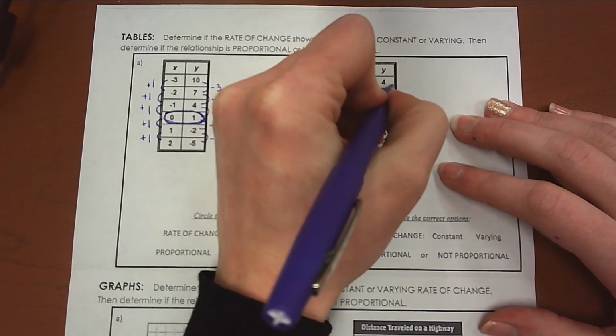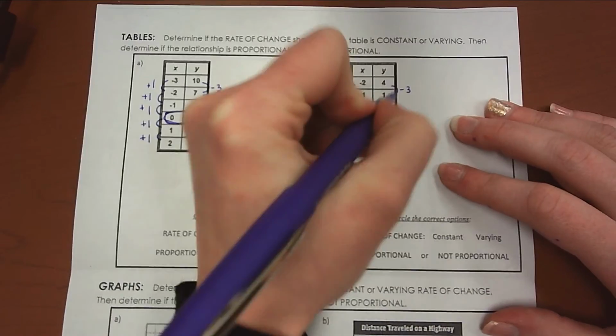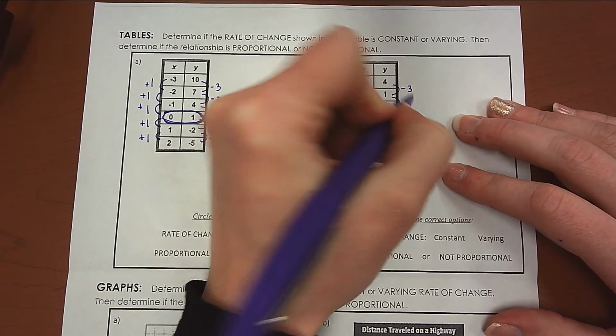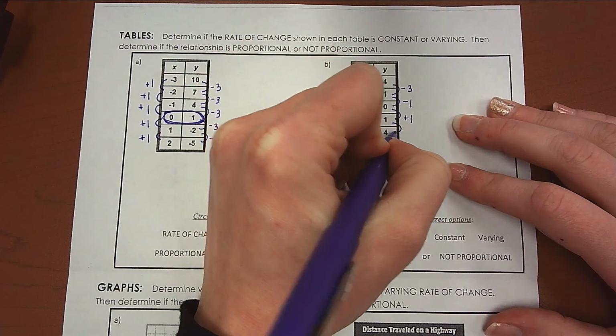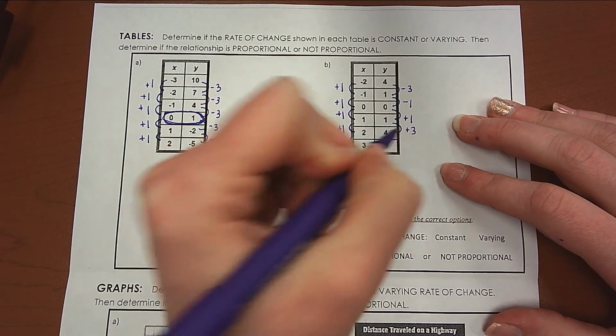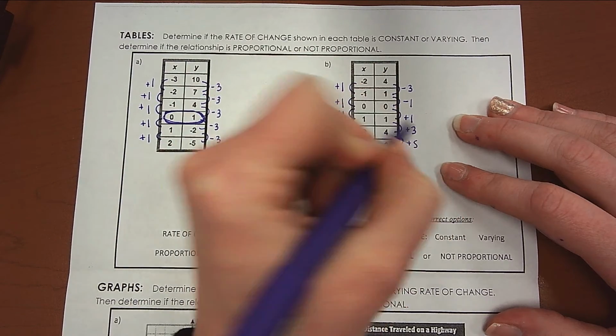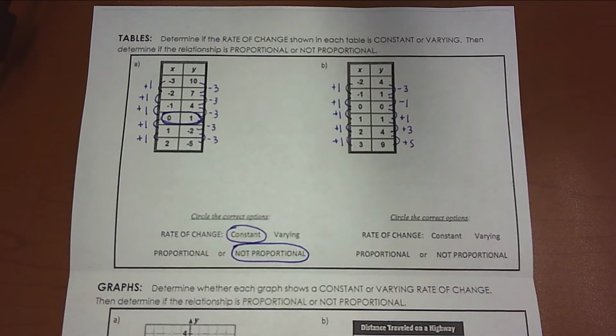Our y values, 4 minus 3 is 1. 1 minus 1 is 0. 0 plus 1 is 1. 1 plus 3 is 4. 4 plus 5 is 9. And so, is this a constant or varying rate of change?